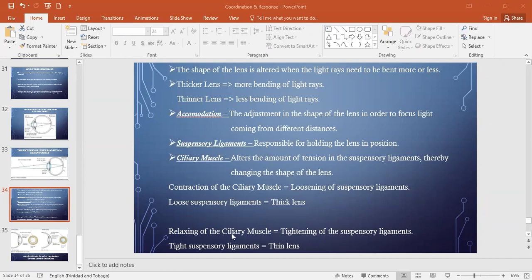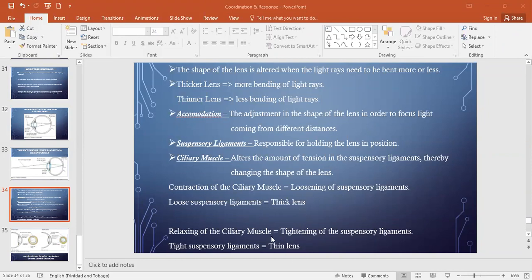I divided it into 2. All right, when your ciliary muscles contract, your suspensory ligaments are loosened. Once your suspensory ligaments are loosened, your lens becomes thicker. It's like letting go to allow the lens to become larger. So remember, the contraction of the ciliary muscles equals the loosening of suspensory ligaments, which means a thick lens. For you to have a thick lens, your suspensory ligaments have to be loose.